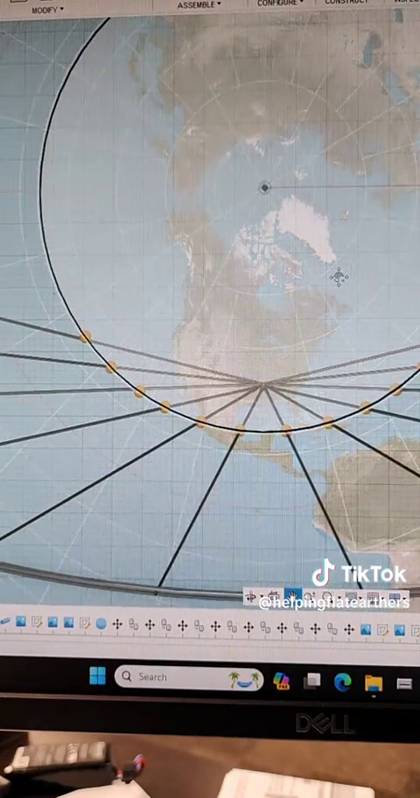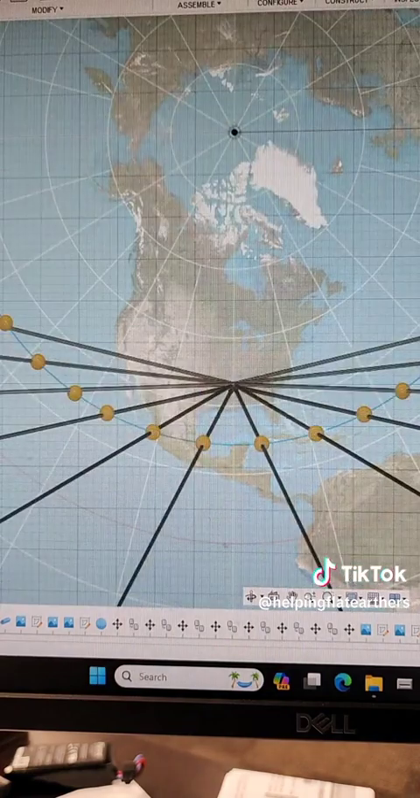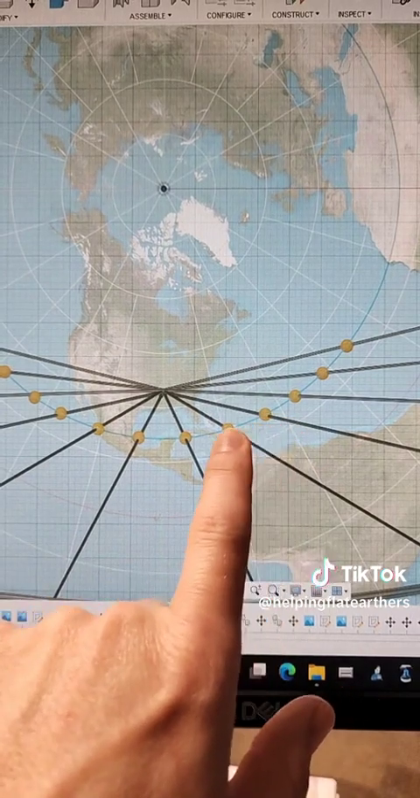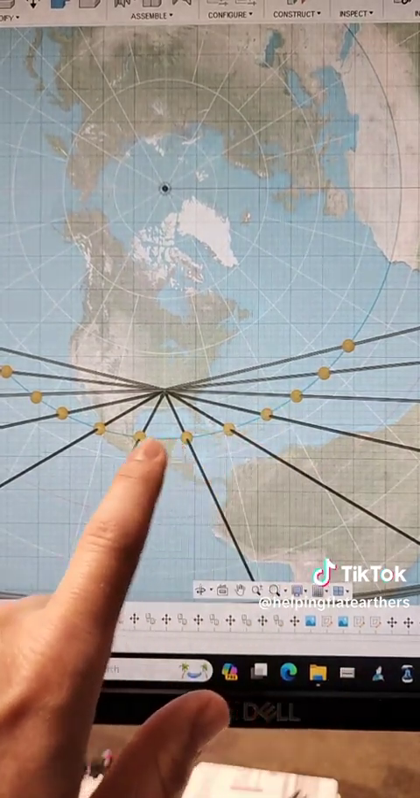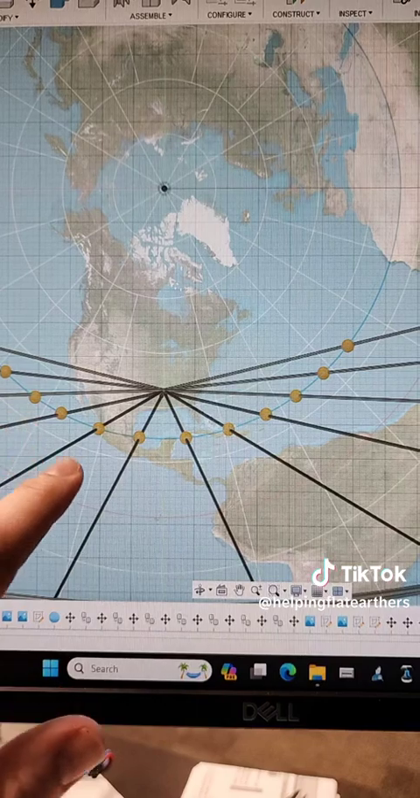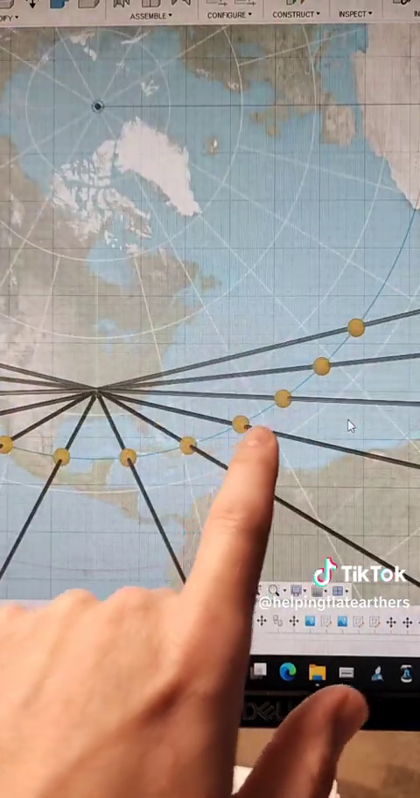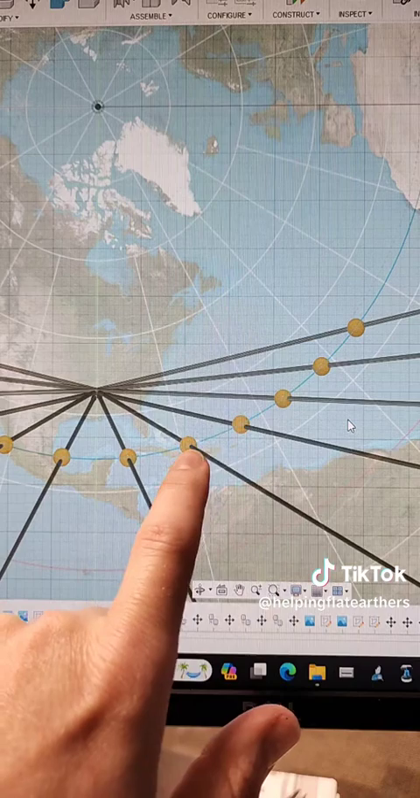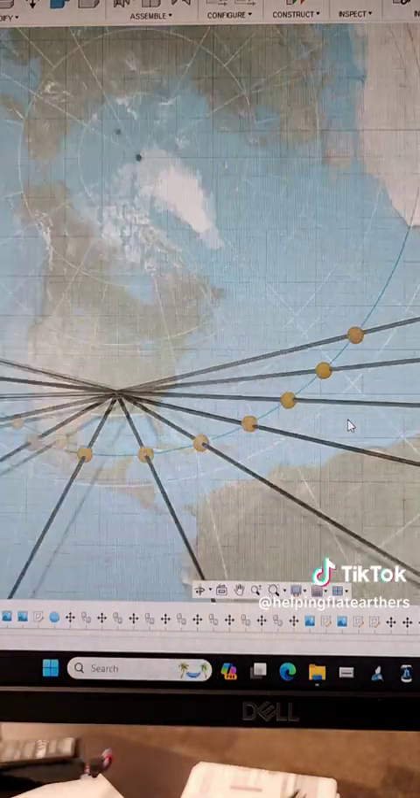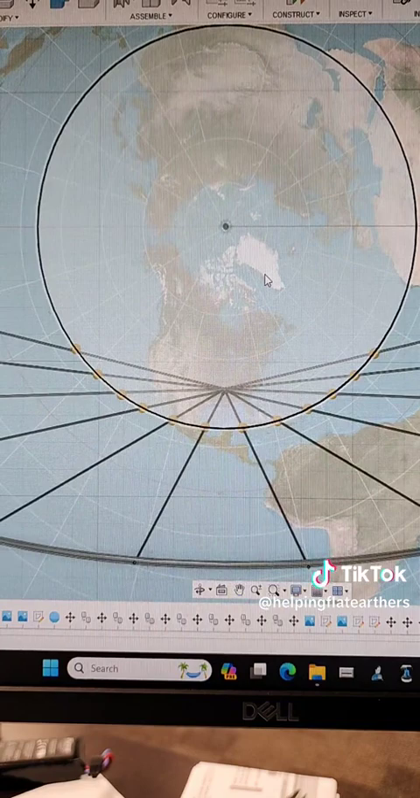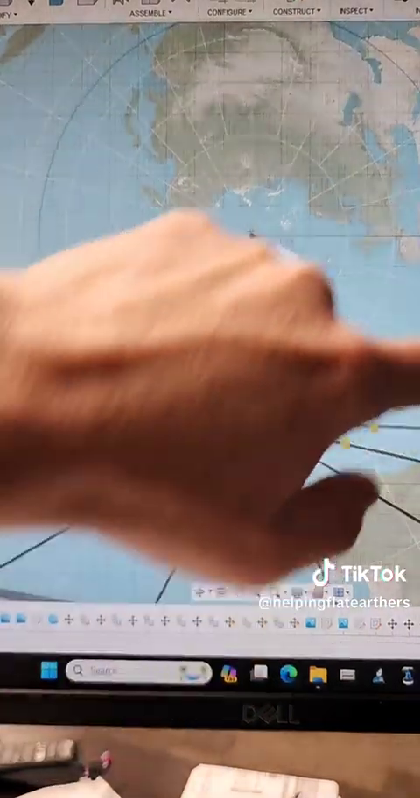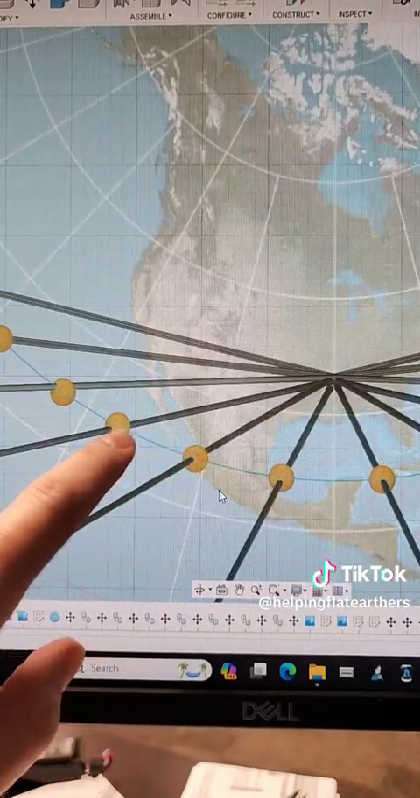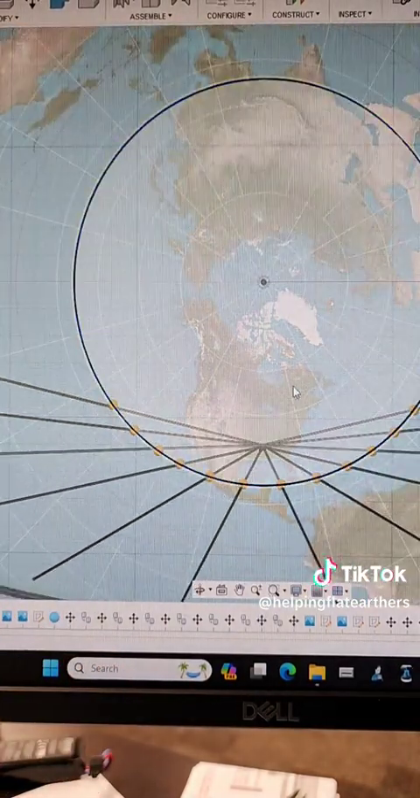Now, one of the issues here is that when we measure this out, the sun is not maintaining a 15 degree per hour path. Right here is 15 degrees, and you can tell that the sun is actually going faster than 15 degrees per hour in this area. Again, this is supposedly getting closer and closer to the longest day of the year, but it seems to be going faster than it should be on the flat Earth.